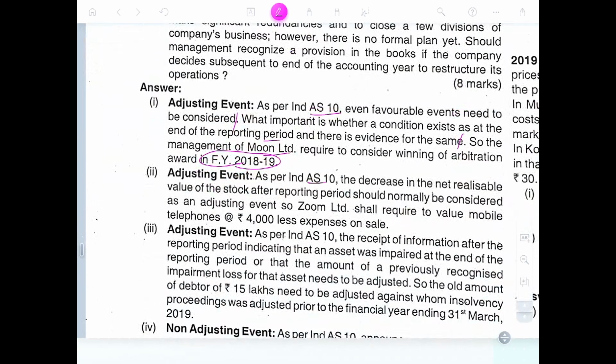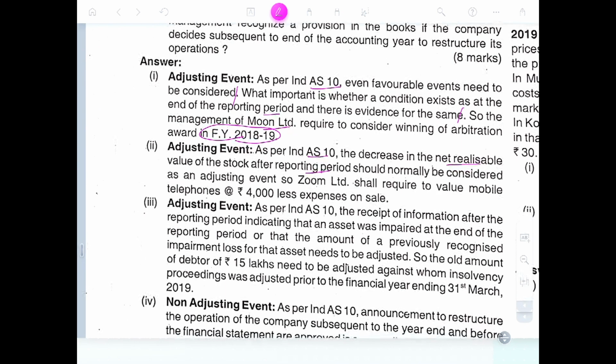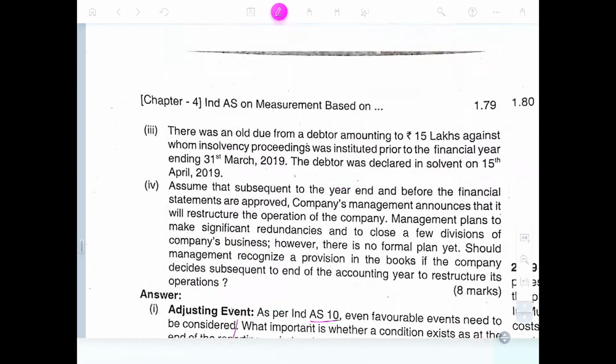Adjusting event. As per AS 10, a decrease in the net realizable value of stock after the reporting period will normally be considered an adjusting event. Zoom Limited shall be required to value the mobiles at 4,000 less expenses on sale.